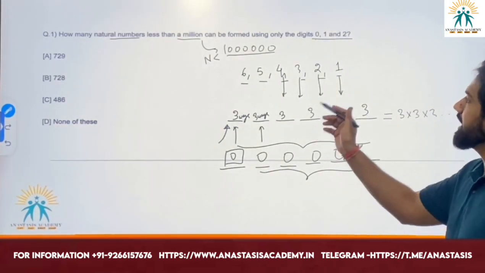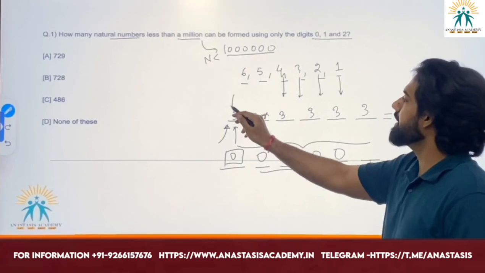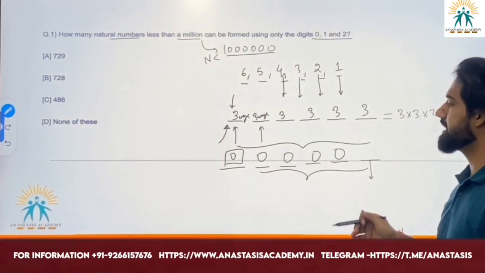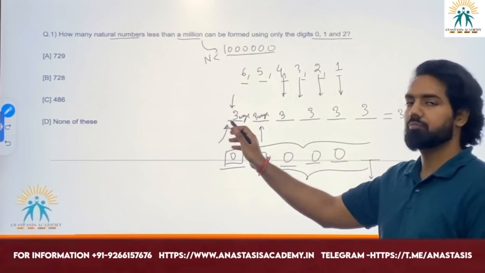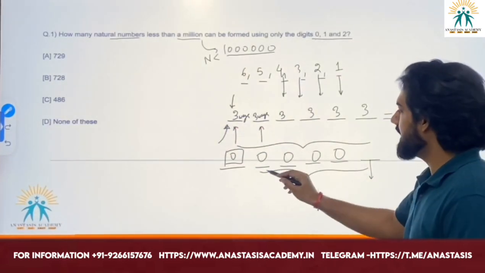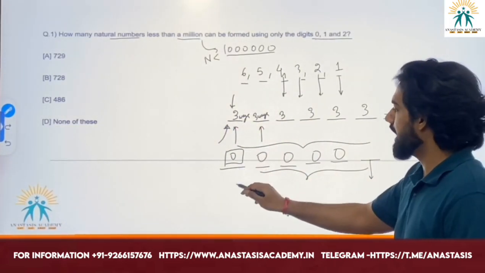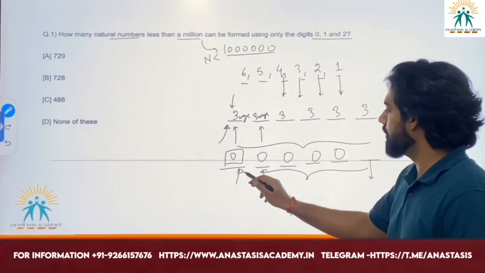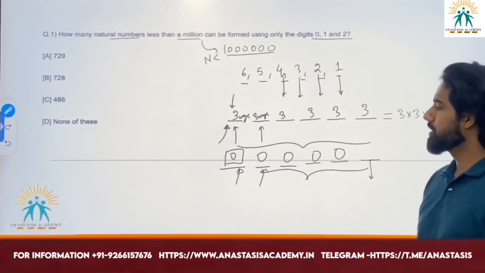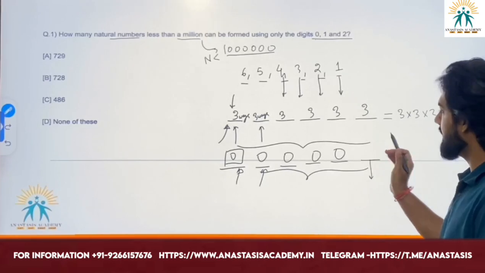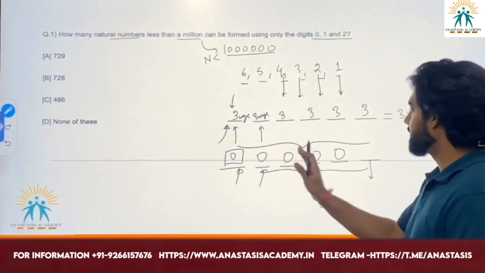This way is working because I am placing all digits at all the places. Why? Because I can place 0 at this place. In that case, I will get a 5 digit number. If I place 0 in the first 2 places, I will get a 4 digit number. So I can use as many zeros as I want.